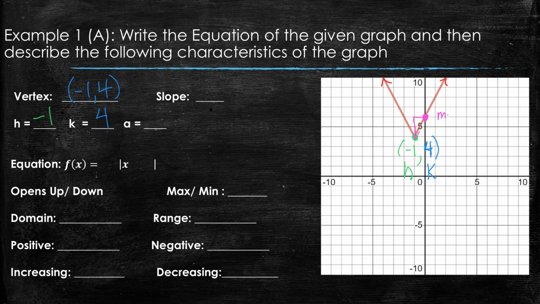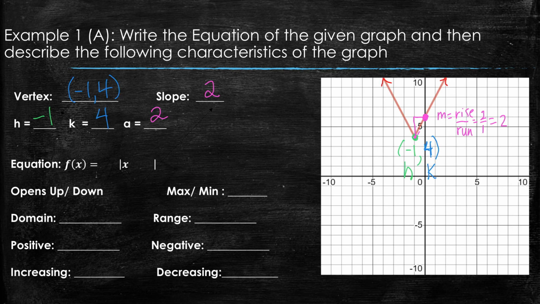So slope is always rise over run. Therefore, I had to rise 2 over 1. So my slope is just going to be 2, because 2 divided by 1 is 2. So your slope is a +2. And so therefore my a is a +2 as well.